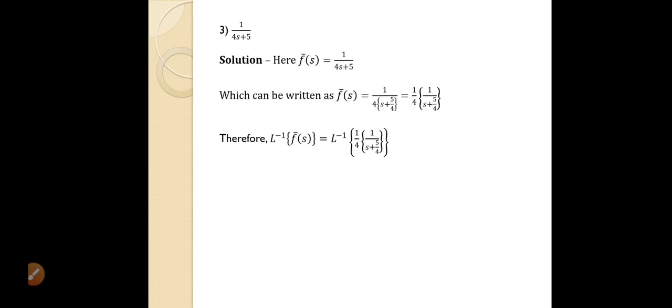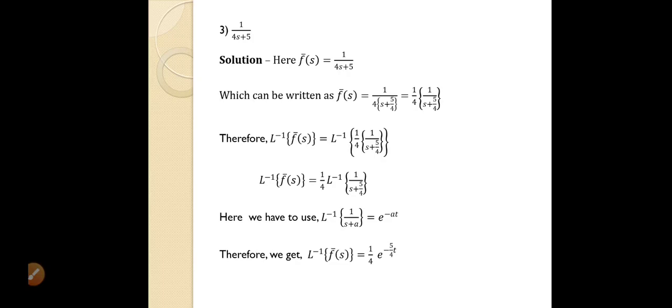Now 1 by 4 is a constant multiplier, so we have to take it out of the L inverse operator. So it is 1 by 4 L inverse of 1 upon S plus 5 by 4. Now the term inside the curly bracket is similar to the term 1 upon S plus a. So we have to use the L inverse result of 1 upon S plus a, which is nothing but e raised to minus at, as L of e raised to minus at is 1 upon S plus a.